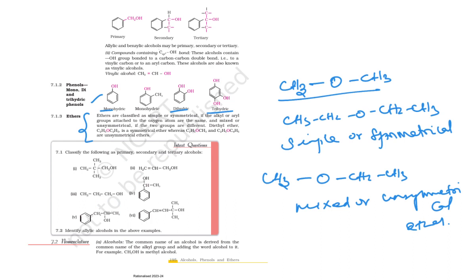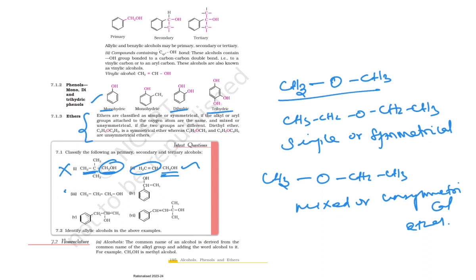Okay, so one more question they are asking, that is, identify the allylic alcohol in the above example. What is an allylic alcohol? OH should be directly bonded with an sp3 hybridized carbon that is next to a carbon-carbon double bond. So this is allylic. But in this one, the sp3 hybridized carbon is not next to the carbon-carbon double bond, so this does not count.